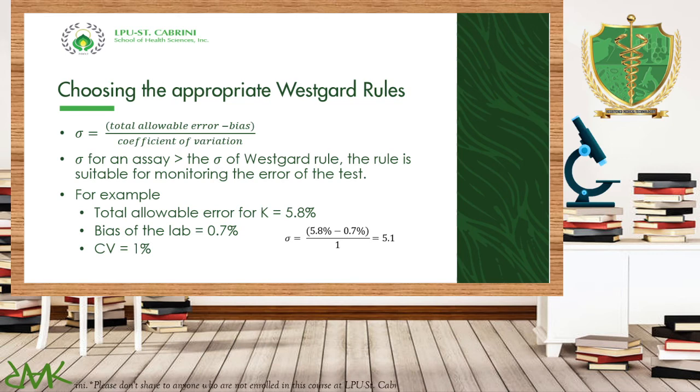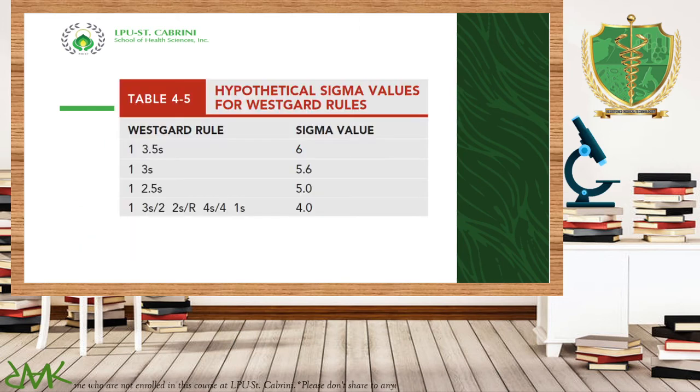Let's say, for example, the total allowable error for potassium is 5.8%. The bias of the laboratory for the potassium analysis is 0.7%, and the coefficient of variation is 1%. So using the formula, total allowable error minus bias divided by coefficient of variation, it will give us 5.1. And if we take a look at this value, 5.1 falls under the 12.5S Westgard rule. Okay? Which means, mas mataas po siya kaysa doon sa ating mga Westgard rule sigma.